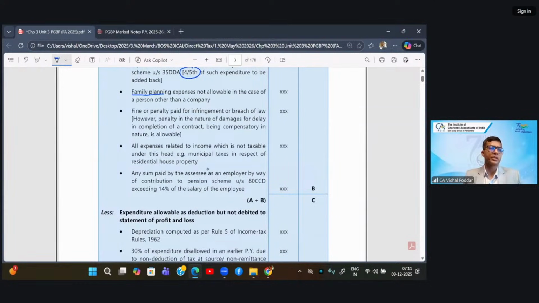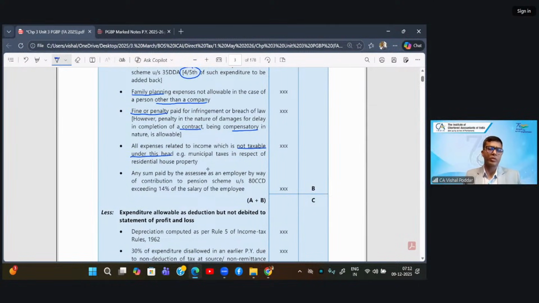Family planning expenses is allowed, but if the payer is person other than a company, then it will be fully disallowed. Then fine penalties, which are in the nature of offense, will be disallowed, but fine and penalty, which is compensatory in nature, which is for some minor breaches of law, will be allowed. Next, expenses related to income, which is not taxable under this head.